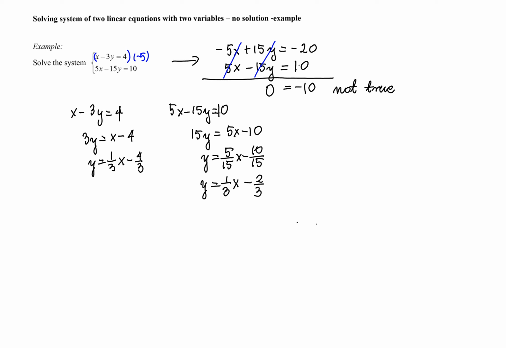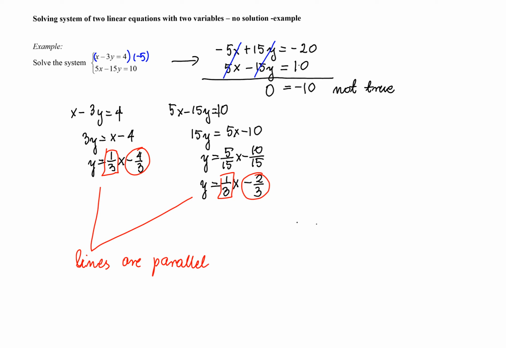So if we look at those two equations, you can notice that they have the same slope, 1/3, and they have different y-intercepts. And that means that those lines are parallel. And if lines are parallel, the system has no solution.